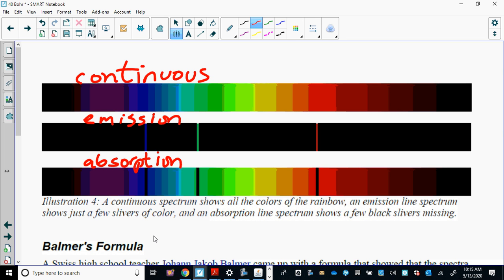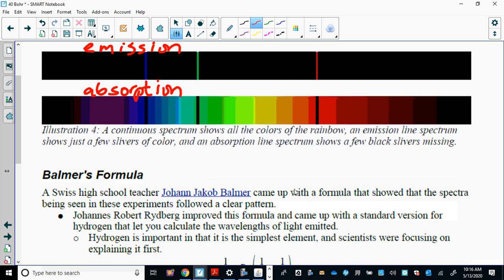All right, and in the emission spectra, you've got electrons falling from a higher level to a lower level, giving off that wavelength of light. In an absorption spectra, you've got electrons going from a low level to a higher level, and therefore they have to absorb energy to go from that low level to a high level, and therefore those parts of the spectra are missing because they've absorbed those frequencies of light.